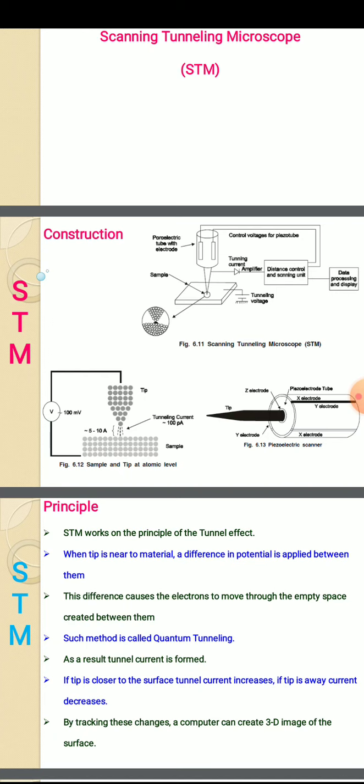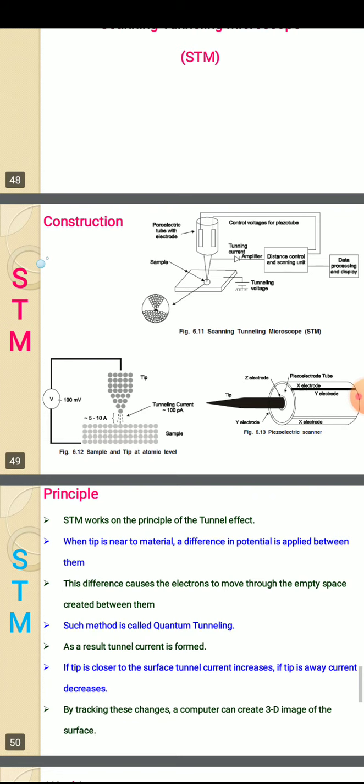This STM works under the principle of the tunneling effect. When the tip is moving on the surface of the sample, in between that electrode and the sample, a tunneling current is produced. That tunneling current is weak, so it should be amplified by the amplifier. After amplification, it is fed to the control unit.